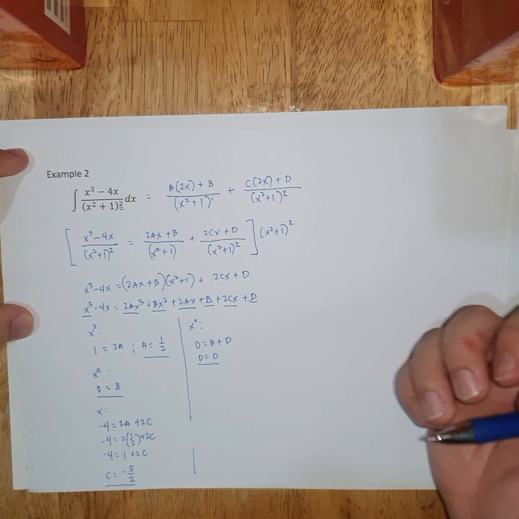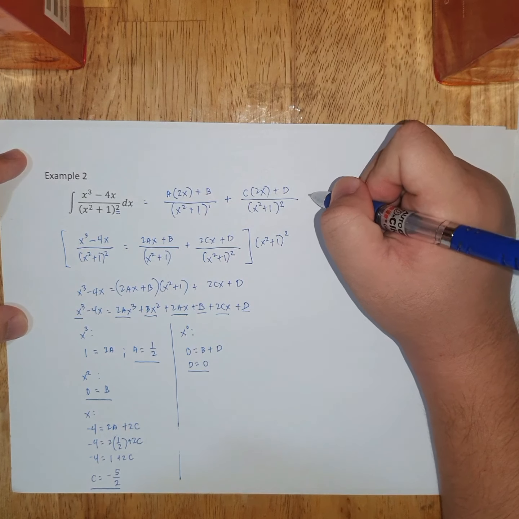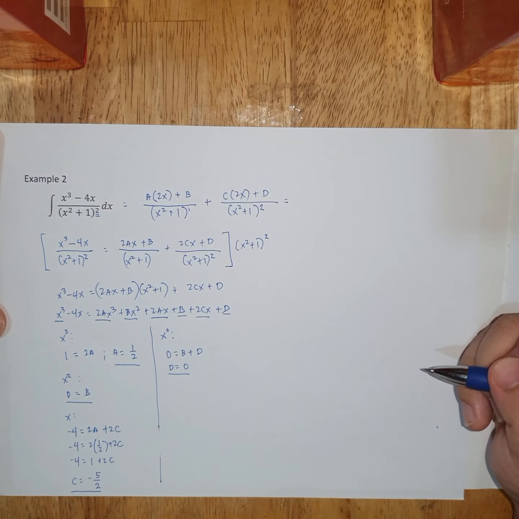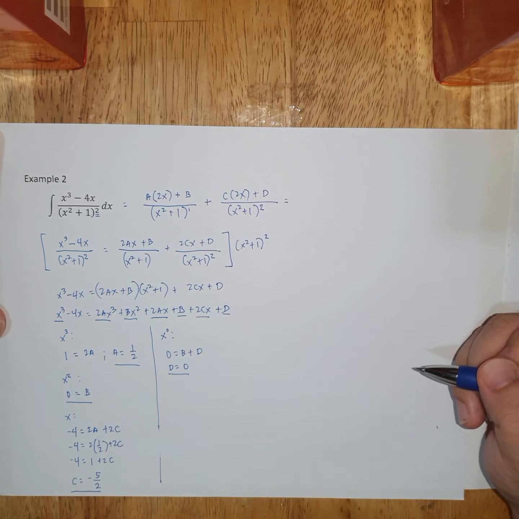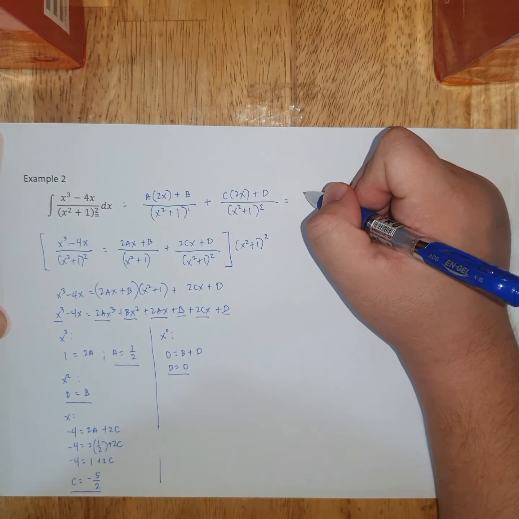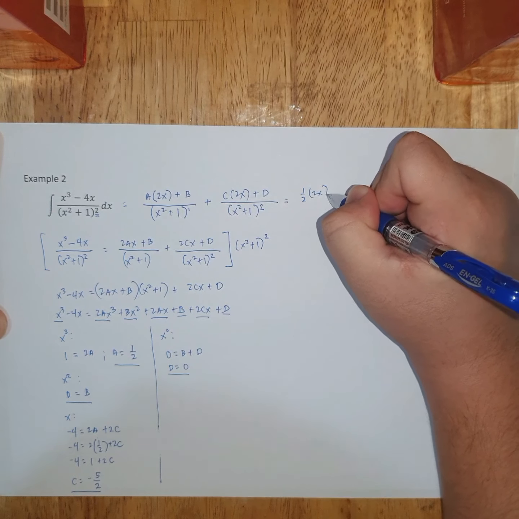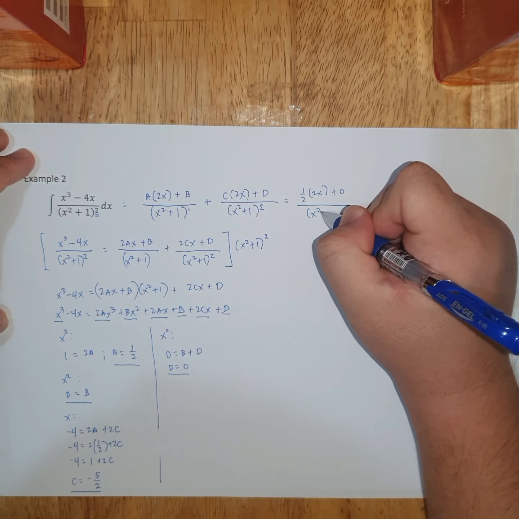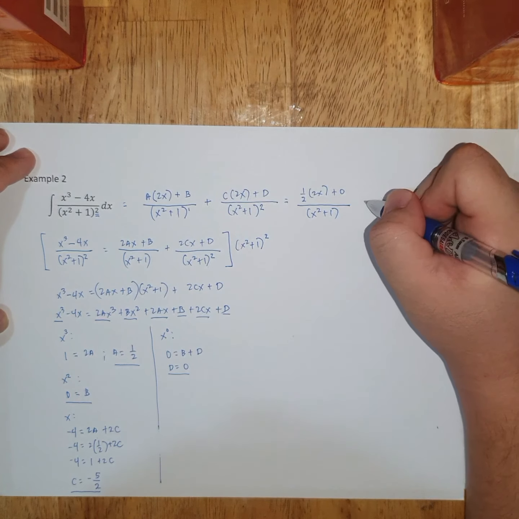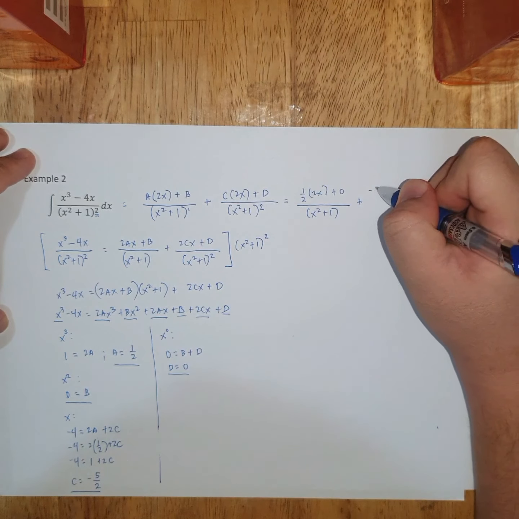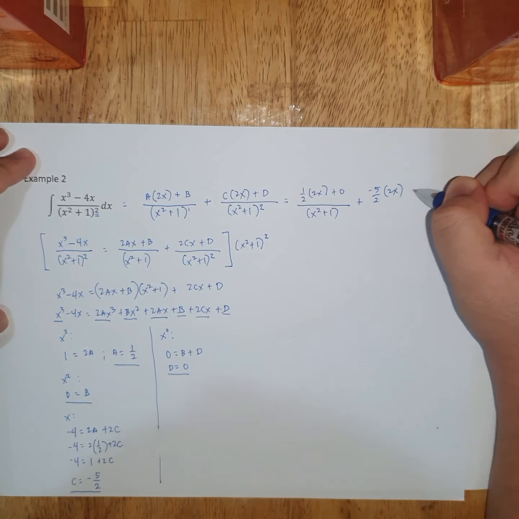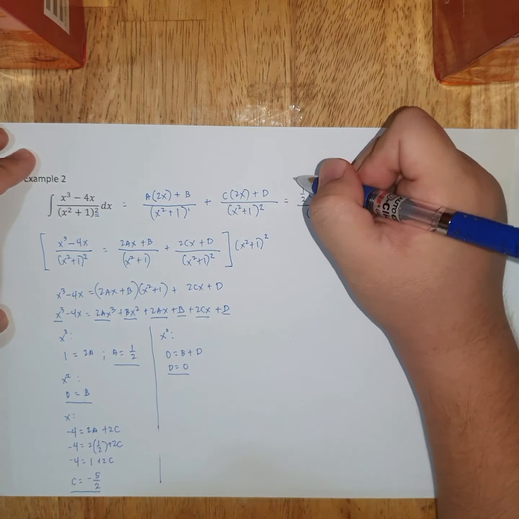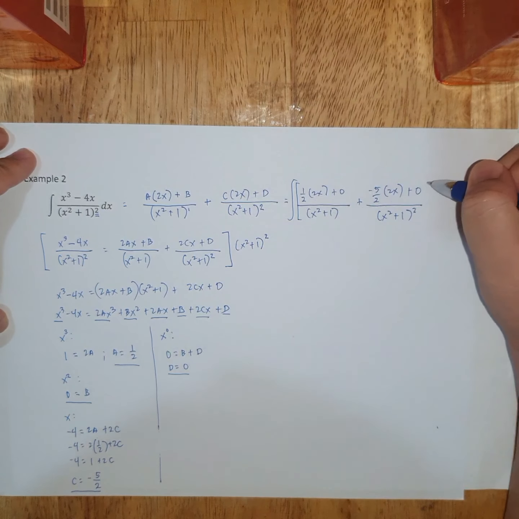Okay. So, upon identifying yan, substitute lang natin yung dito sa given partial fraction natin. Okay. So, we have a is 1/2. So, 1/2 times 2x plus b is 0 all over x squared plus 1. Okay. Plus c is -5/2 times 2x plus 0 all over x squared plus 1 squared. Again, this is all inside the integral sign.